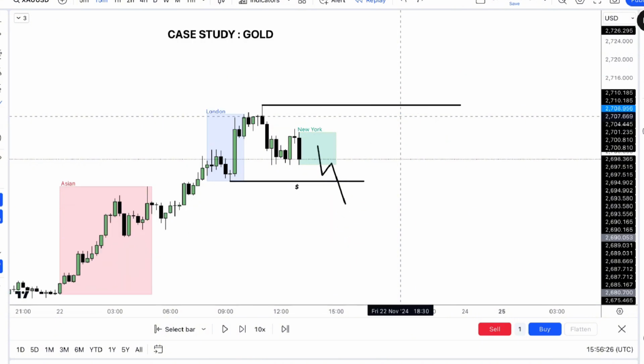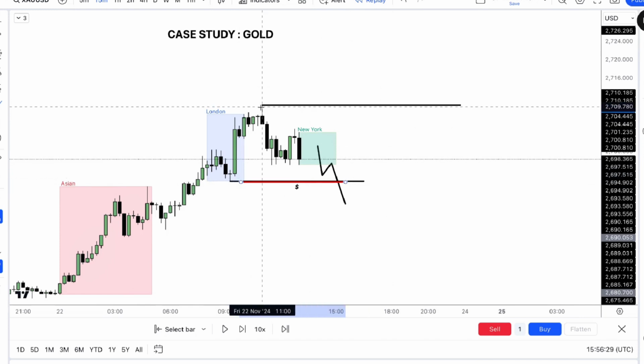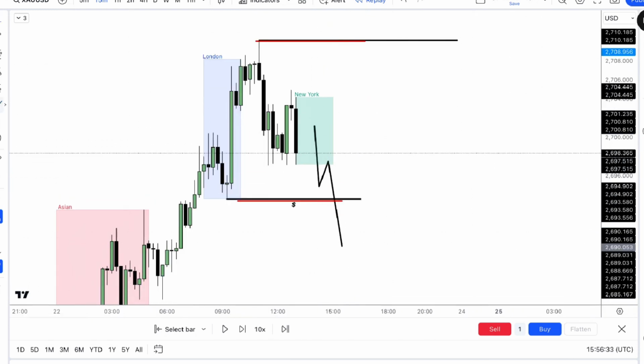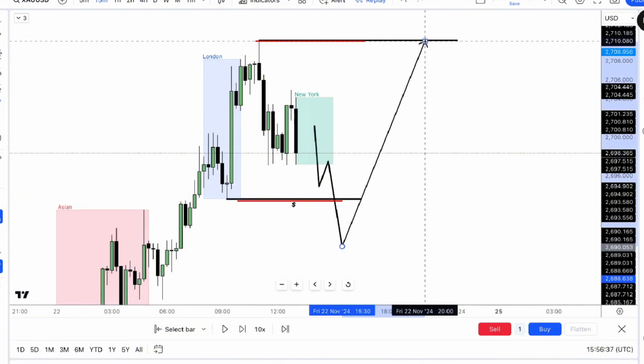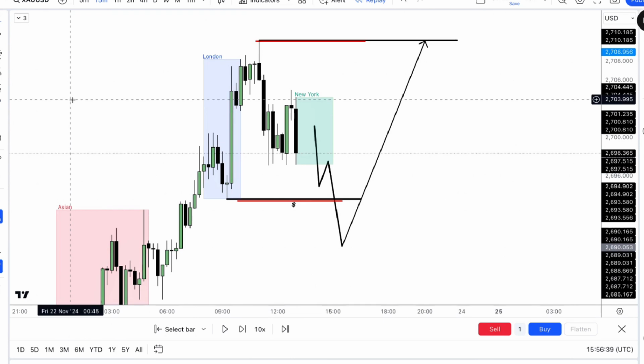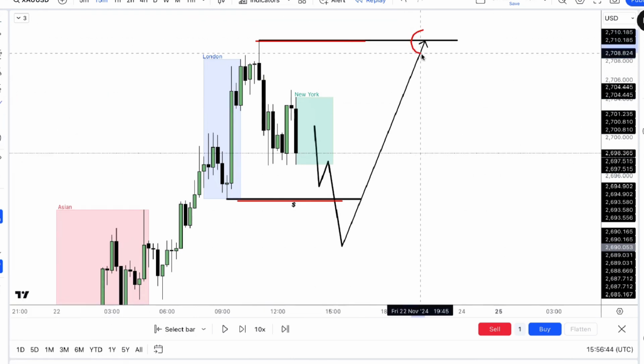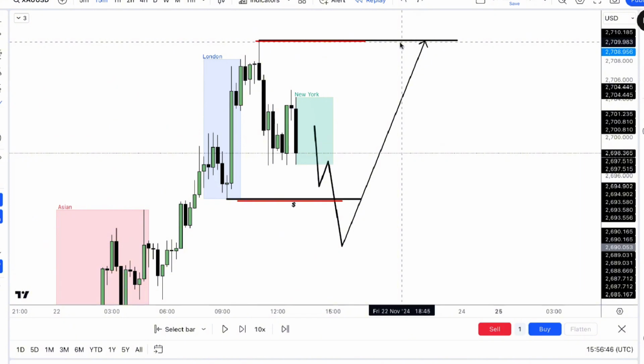So simply what you're going to see is accumulation. Then what you're going to see is manipulation. Then what you will see is distribution. So that's the 3 areas in cycles in price. And then we can look to target external range liquidity at the London session high.